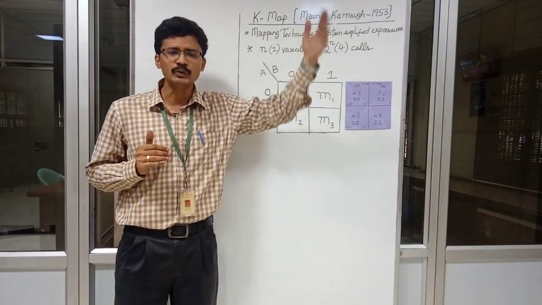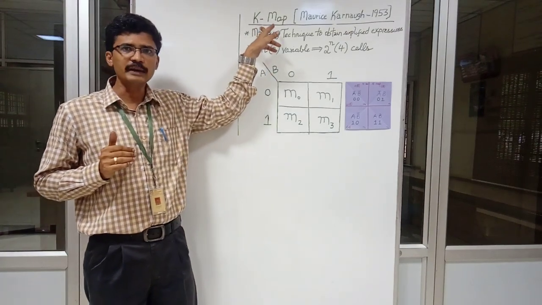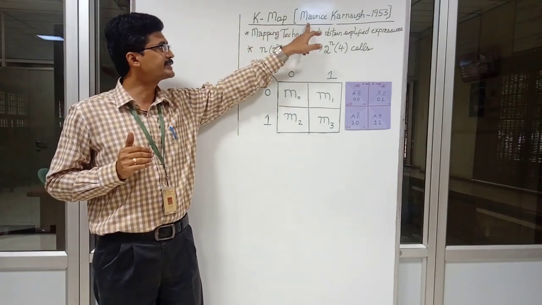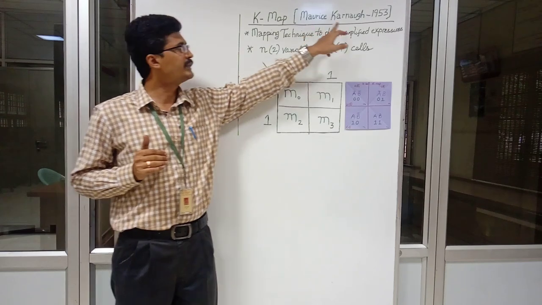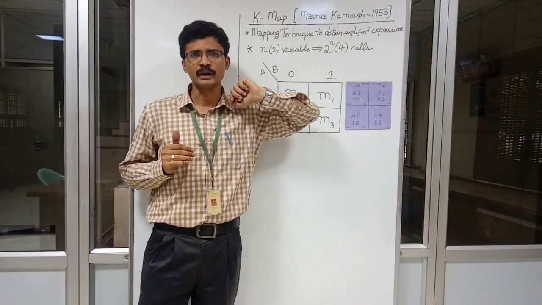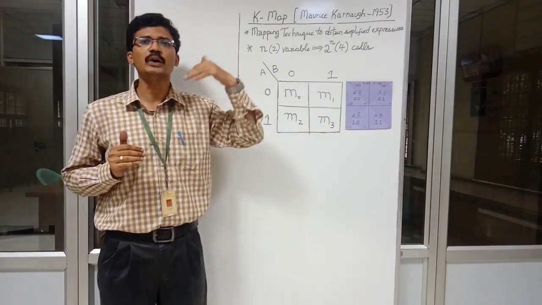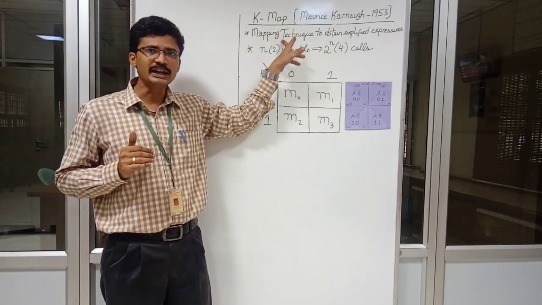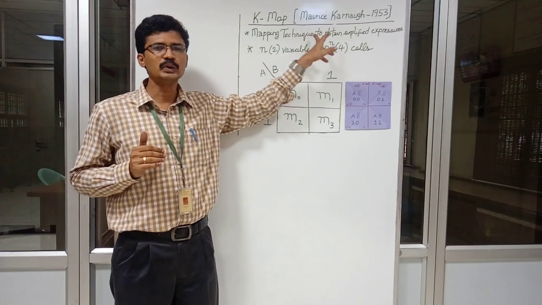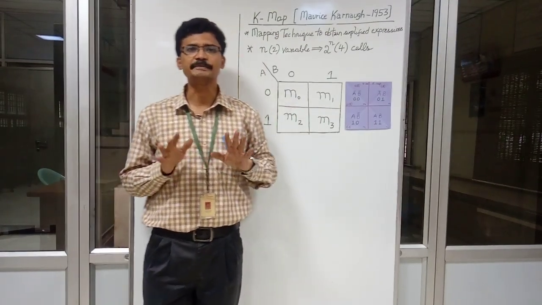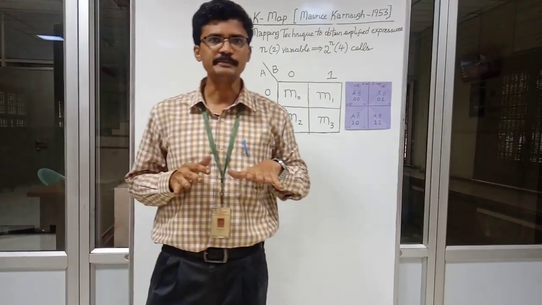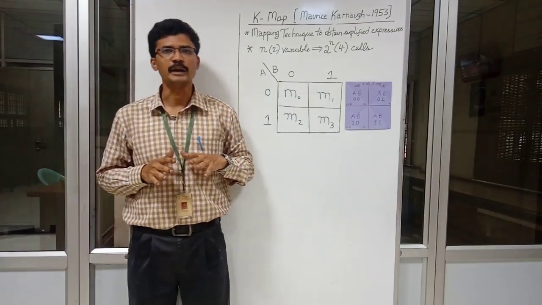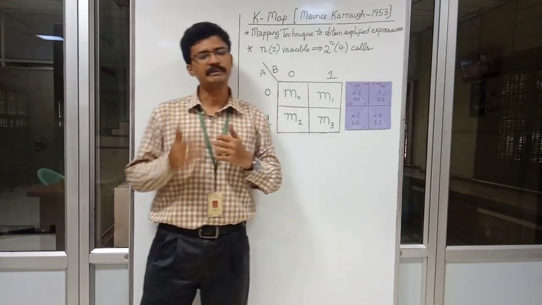Now, about the history, this so-called K-map was introduced by Maurice Karnaugh in the year 1953. It is based upon a mapping technique, a mind mapping technique, whereby you can obtain simplified expressions. It's quite easy to understand. Now, let us proceed step by step.